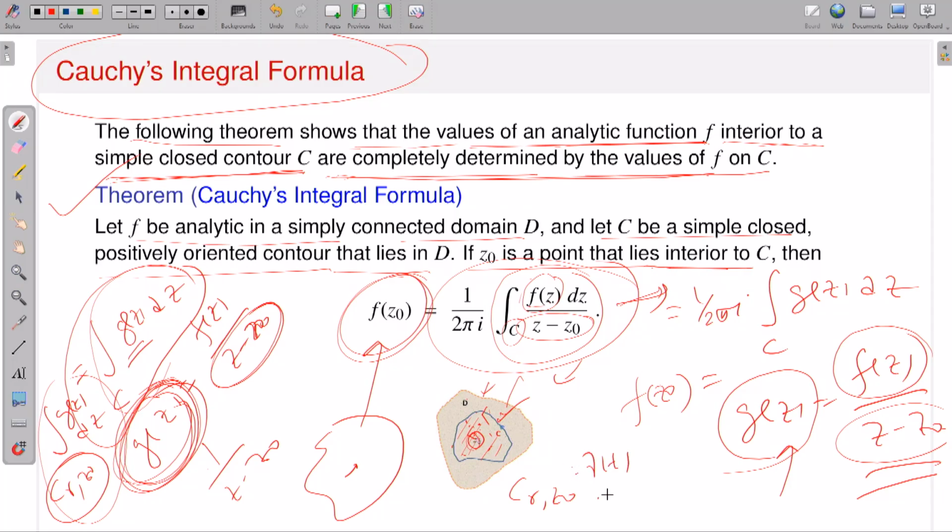What is the parameterization? Gamma(t) is z naught plus R e to the i t, where t runs from 0 to 2 pi. And then just use the definition of contour integration, because I know my function g explicitly. What is g? f divided by z minus z naught. f is given. If I use the formula, then I will conclude that the value of the function f at the point z naught is exactly equal to 1 by 2 pi i times the contour integral of f(z) divided by z minus z naught dz. So that is the idea. You have to use deformation of contour, and then of course you have to use the analyticity or continuity of f to conclude that f(z naught) is exactly equal to 1 by 2 pi i times the integral over C of f(z) divided by z minus z naught dz.